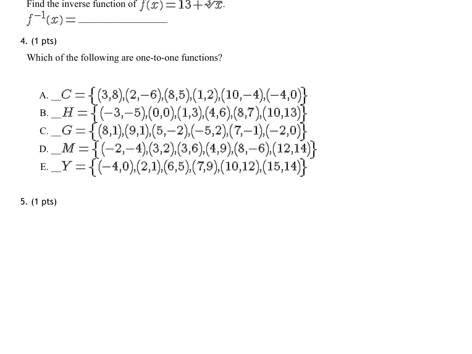Number 4, which of the following are one-to-one functions? So we're looking to make sure no x's repeat and no y's repeat. So both have to be, neither x nor y can have a repetition. So C, no x's repeat, no y's repeat. So this one is H. We've got, looks like nothing, no x's repeat and no y's repeat. So that's good. G, immediately I can see that the y's repeat here. So G is not one-to-one.